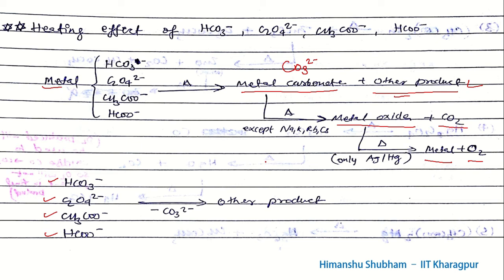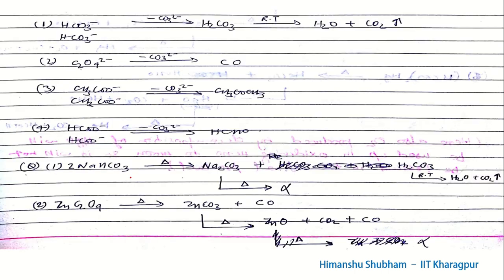So basically what we have to do is subtract CO3 2 minus from each of these compounds to get the other product. When we subtract CO3 2 minus from HCO3 minus, we get a certain product, and similarly for the other cases. So let us look at what these other products are. In the case of HCO3 minus, we have to subtract CO3 2 minus, but we have only one minus sign here. So we'll have to subtract CO3 2 minus by adding two such HCO3 minus compounds.